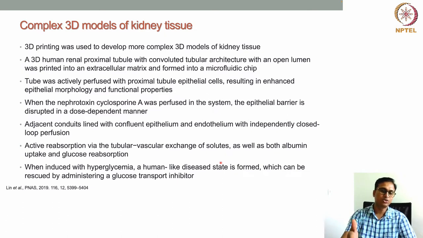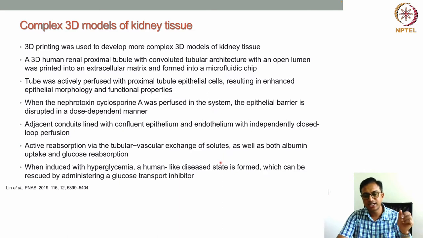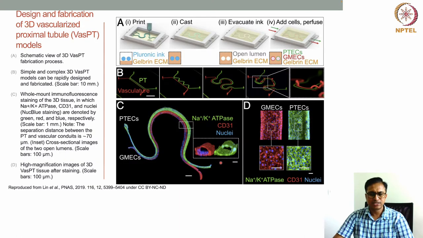So the importance of this study is that they have shown with 3D bioprinting, we can actually develop a convoluted tubular architecture to develop a renal proximal tubule, and then physiological functions can be re-established within this 3D printed model. So this is an important study.